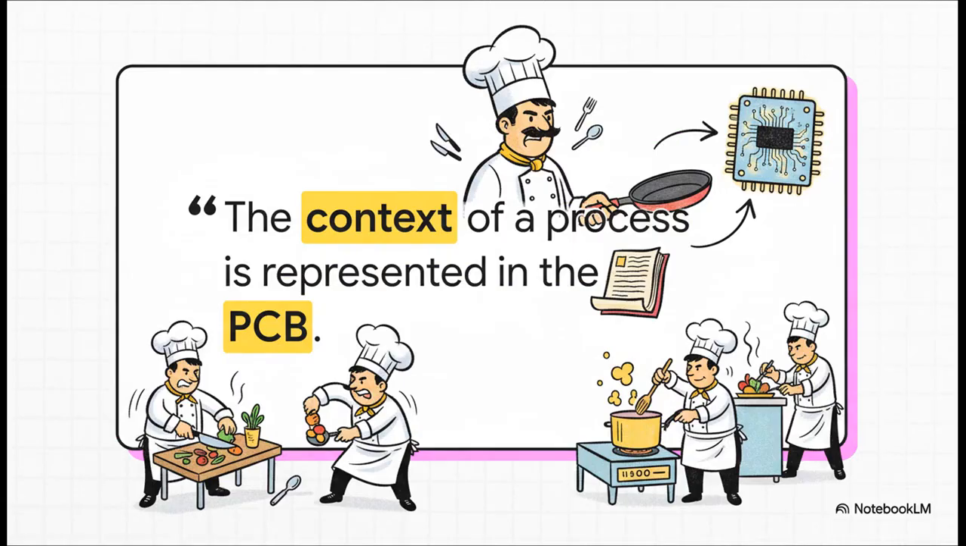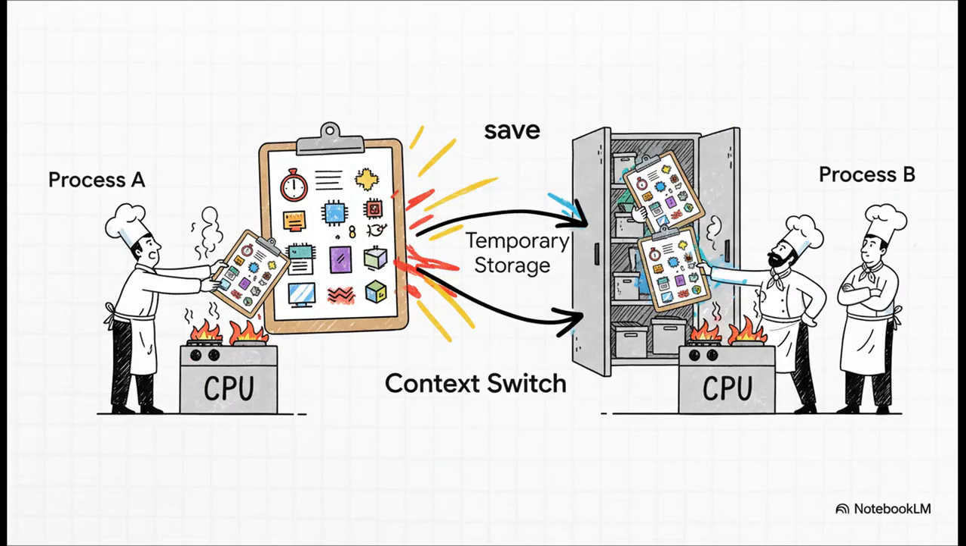Done. But with dozens of dishes all in these different states, how does the head chef possibly keep track of it all? Easy, with a clipboard. A separate clipboard for every single order. And in the OS world, this clipboard has a name: the Process Control Block, or PCB. And this clipboard is just packed with all the vital stats.